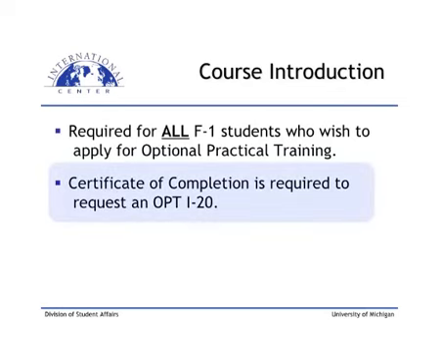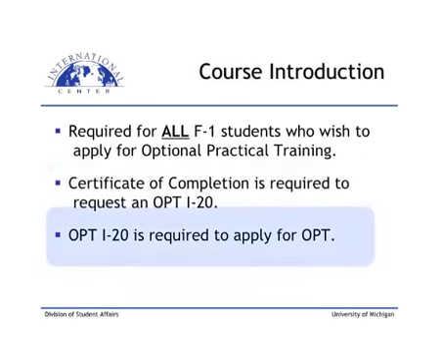This course has been divided into 6 sections. After each section, you will be required to answer several questions about what you are learning. Once you have answered these questions correctly, you will be able to move on to the next section. After you complete the final section, you will receive an OPT online course completion certificate. This certificate is required in order to request an OPT I-20 from the International Center.